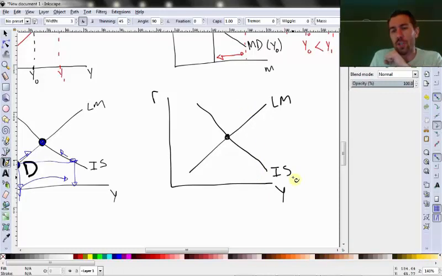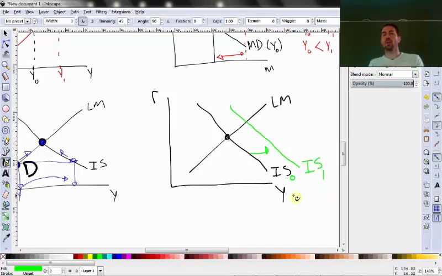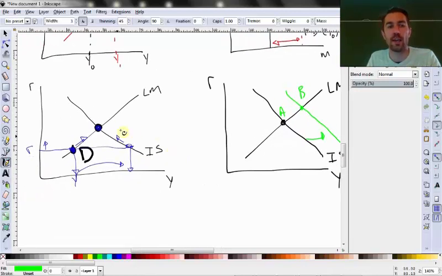Now my IS curve is going to shift. I'm going to shift it from IS0 to IS1. Right? I'm moving from IS0 to IS1, which means my point of equilibrium moves from point A to a new equilibrium point, point B. Are you with me? Okay? So here's the thing. Now I want to compare point A to point B. How do I get from point A to point B? And you should see that the relationship between point A and point B here looks suspiciously like the relationship between points D and E here.